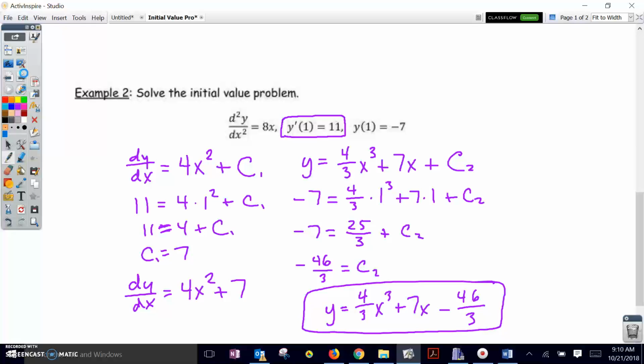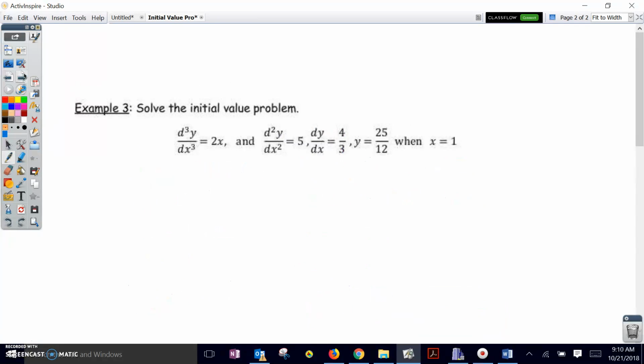Alright, let's go on to example 3. And really, the only way I can make initial value problems more difficult is by making the calculations more difficult in finding our constant, or by going to successively higher order derivatives to start with. In example 3, we start with the third derivative. So we'll go ahead and take the antiderivative of that, which gives us the second derivative.